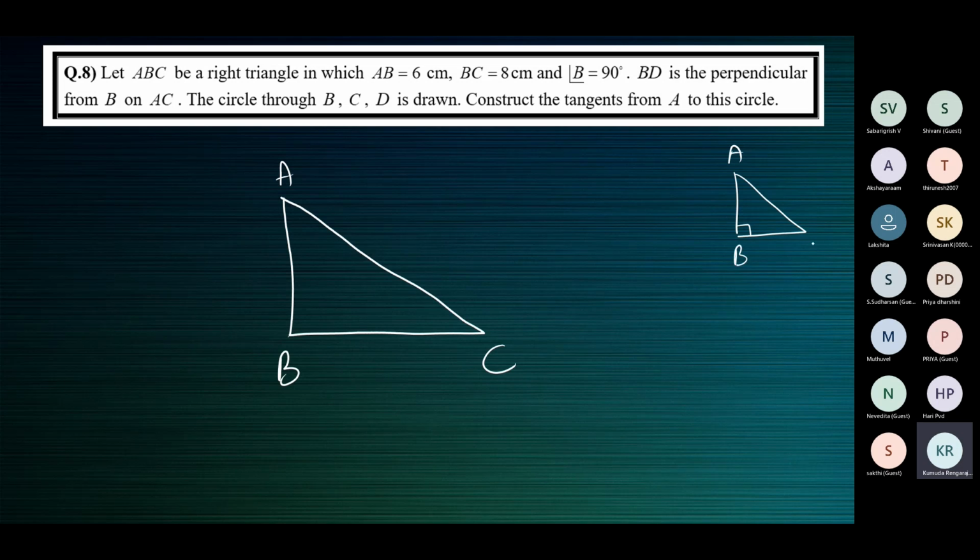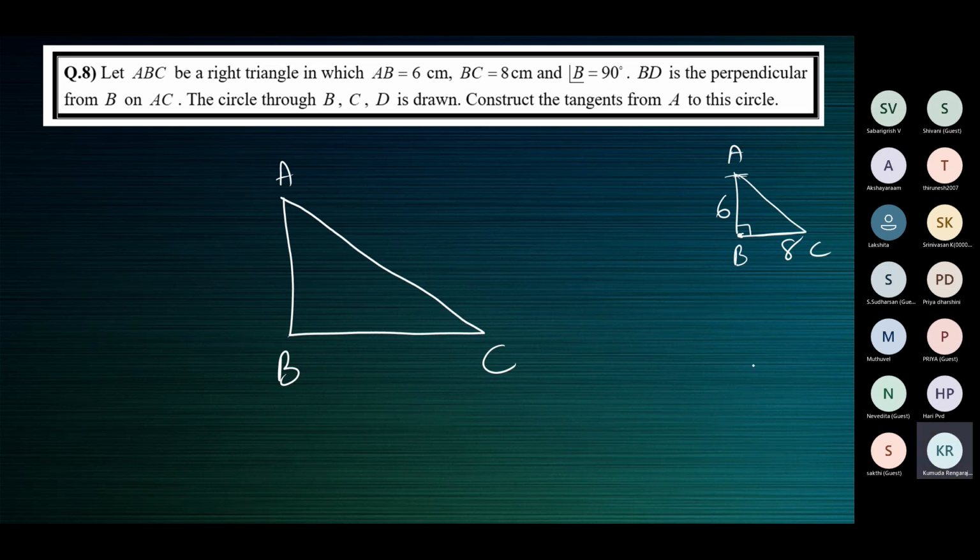This is your rough diagram. This is 8 and this is 6. So first take a line segment BC equal to 8 centimeters. At B construct 90 degrees, and with B as center and radius 6 centimeters, cut an arc and join. That's the point A, and join AC.